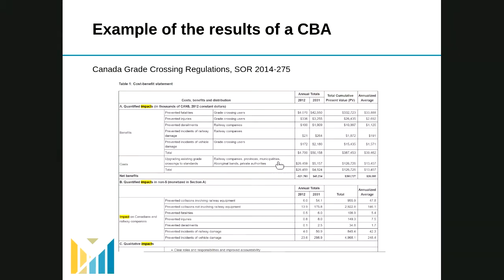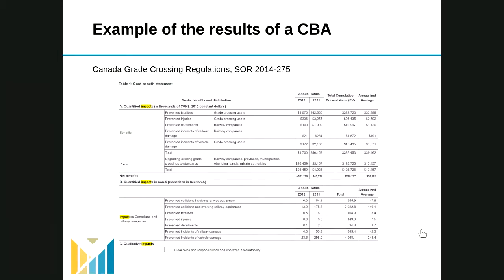You can see here that the first part is the benefits, and they've quantified or monetized the value of preventing fatalities, preventing injuries, the cost to railway companies of preventing derailments, as well as the other damage costs that would happen to railways and to grade crossing users, which are really people who drive across a railway. They've also monetized the costs, so that's how much it will cost to upgrade the existing safety infrastructure at each railway crossing.